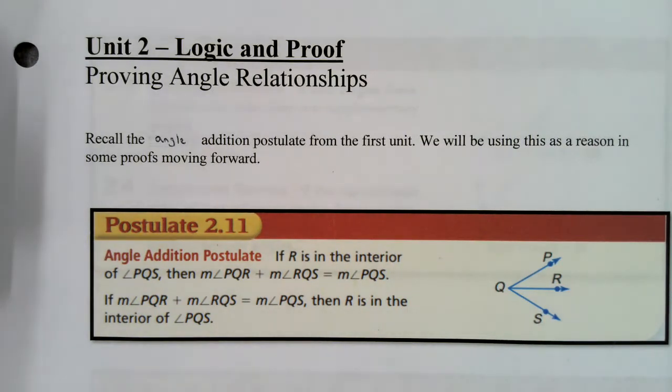Okay, so this is the next lesson in geometry. It's called Proving Angle Relationships. The last lesson was focused solely on proving segment relationships, and this lesson is going to be proving angle relationships.